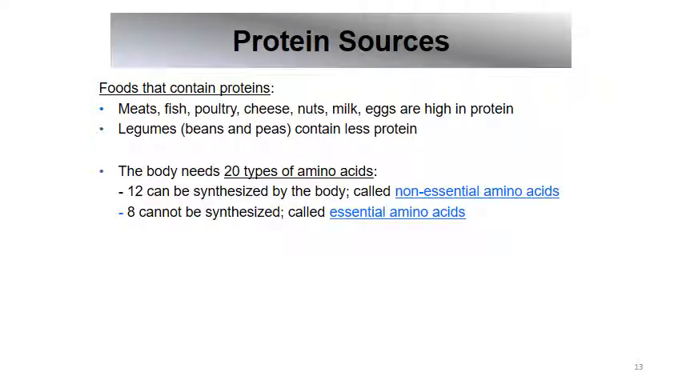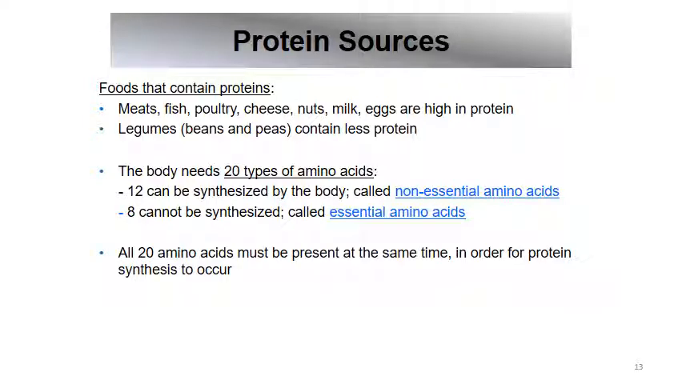The body needs 20 types of amino acids. Now the thing is, our bodies can make 12 of these amino acids by combining different molecules, but 8 we cannot make on our own. Those are the essential amino acids. We have to get these amino acids from the foods that we eat. All 20 amino acids need to be in our body in order to make the correct proteins. If you're missing even one, that is not good for your body. It's not going to function correctly.